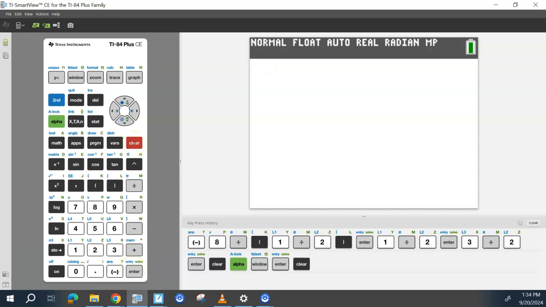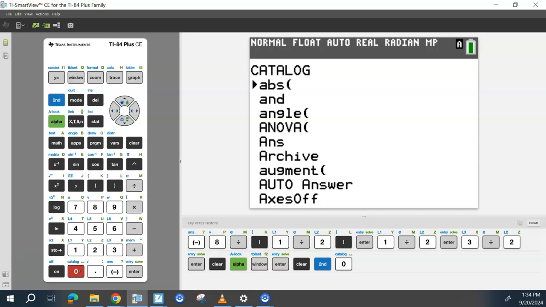The other place, if you forget, is second, the blue button, 0, which is your catalog that has every button on the calculator in it. But that's where you could also find it. Second, 0 or alpha window.